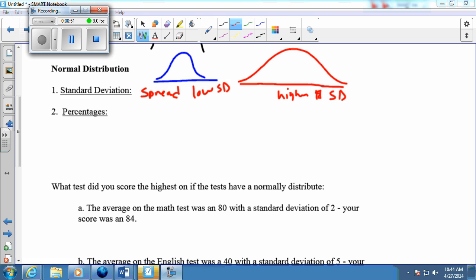How do I know one's higher? We'll look at the spread, and if this was on a number line, those tails are far away from the center, which is both the median and the mean.